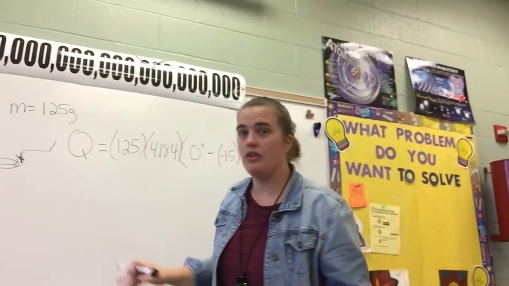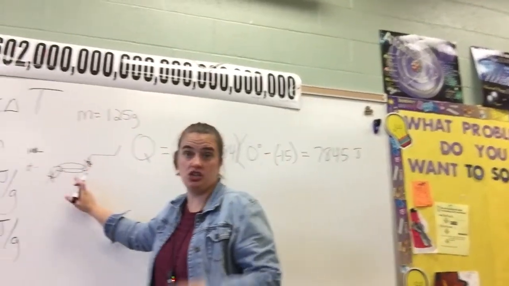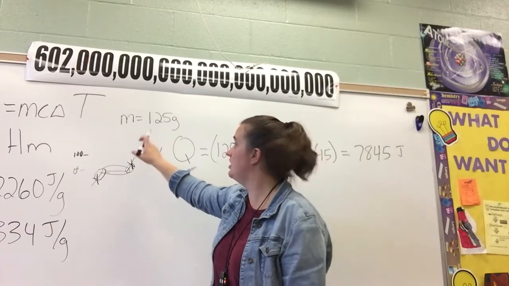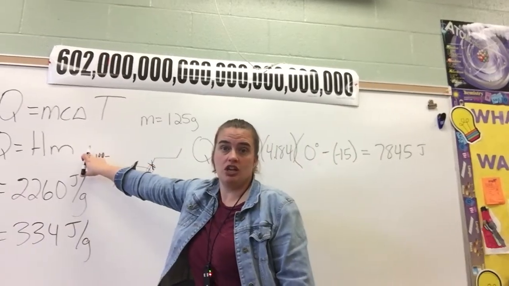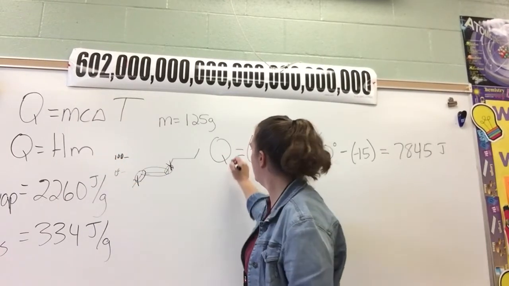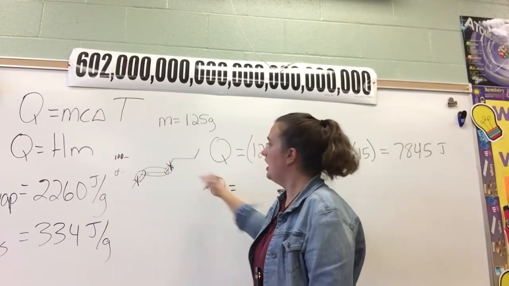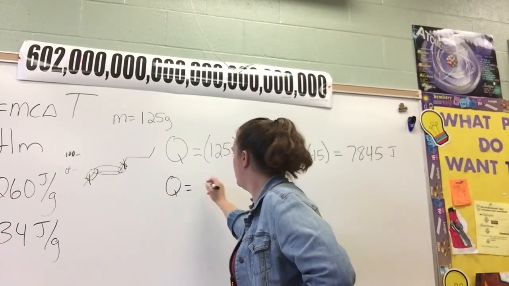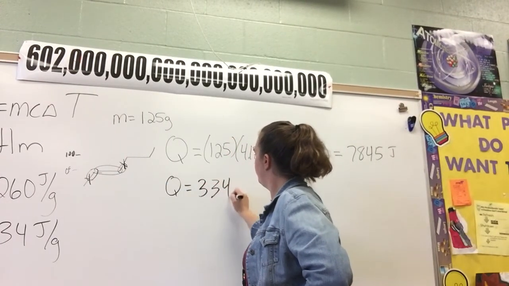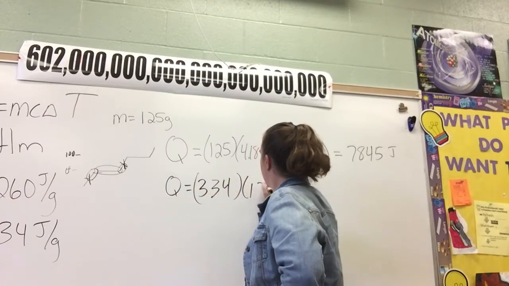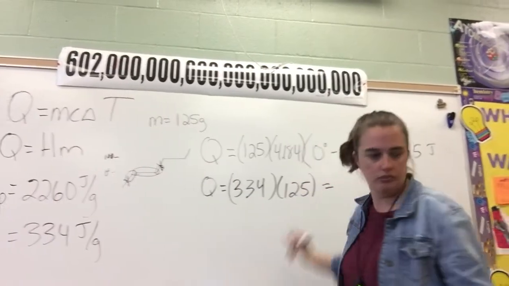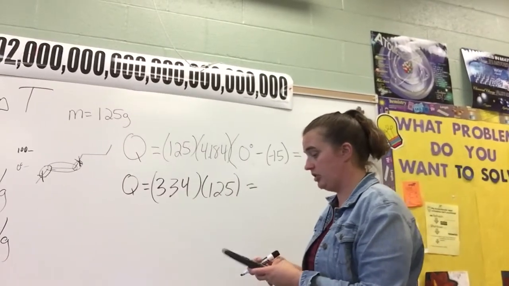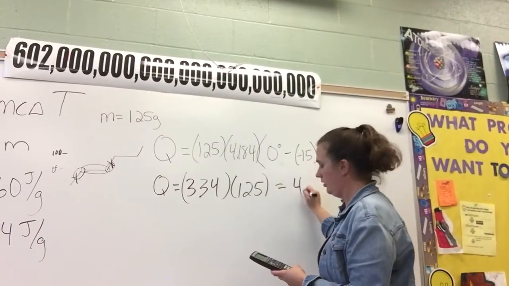So my next Q value is my phase change. In a phase change, there is not a temperature change. So I need to use my Q equals H times M. So I'm going to go Q, and I'm at that first plateau, so I'm going to use my fusion: 334 times 125. So that is my heat required to go through that particular phase change.